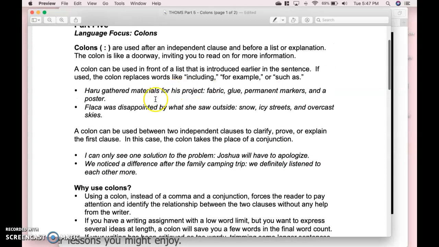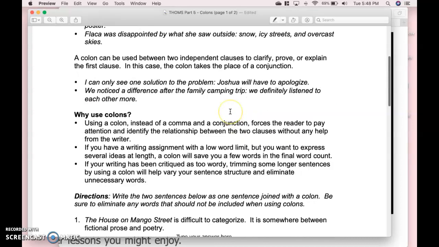The same for the examples up above. "Flacco is disappointed by what she saw outside." That colon signals in our brain that they're going to give us more information. In this situation, they're providing us a list of what exactly she's disappointed by. There is a strong connection here.